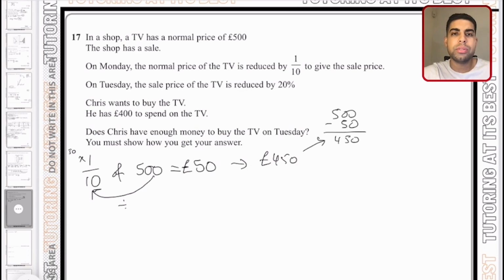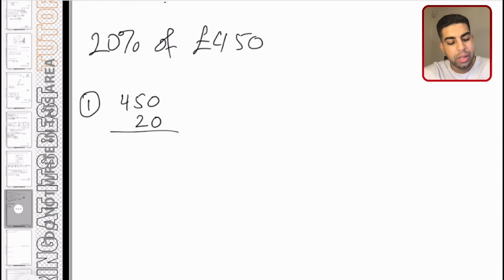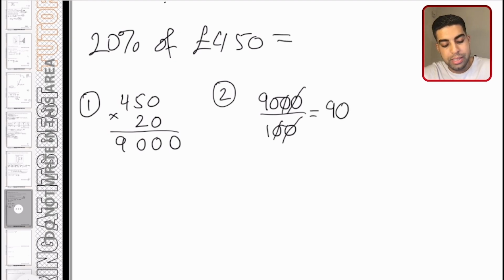It then states that on Tuesday, the sale price of the TV is reduced further by 20%. So now we need to work out 20% of our new value, which is £450. So again, I follow a two-step method here. The first step is where you simply multiply 450 by 20. We know that is 9,000. And then the second step is where you simply divide it by 100. So 9,000 divided by 100. We can cross out 2 zeros and we're left with 90. So we know that 20% of £450 is £90.